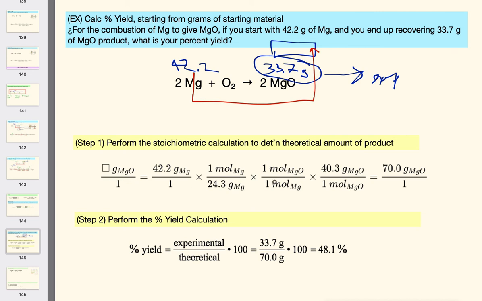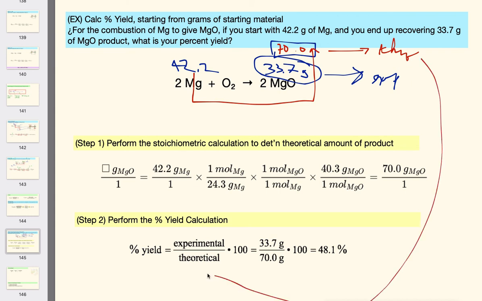So you would have done this and calculated your 70.0. And you're clever enough now to know that this is actually your theoretical. And now what do you have? Now you have enough to fill in here. You have your experimental value. You have your theoretical value. And you can now calculate your percent yield.